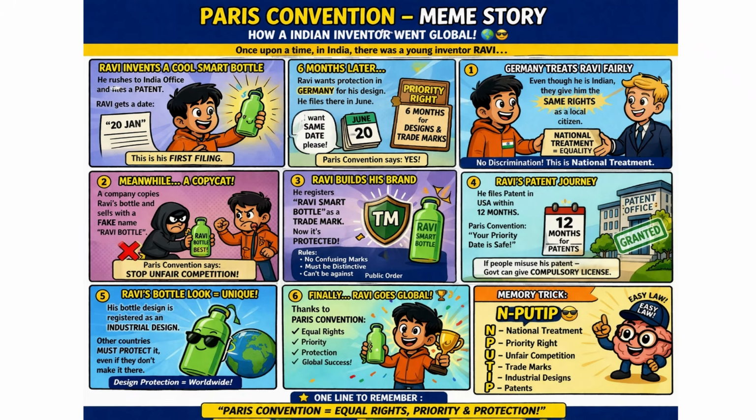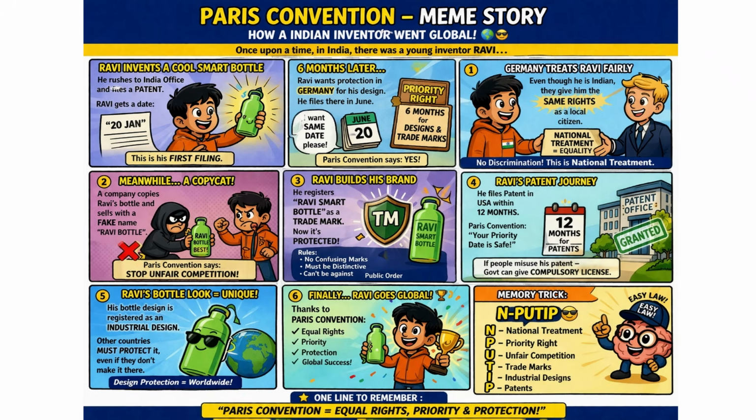Then Ravi files a patent in the USA within 12 months and his priority date is still protected. But if Ravi misuses his patent and doesn't supply properly, the government can issue a compulsory license to protect public interest. Finally, Ravi's bottle becomes global, all thanks to the Paris Convention, which gives equal rights, priority and protection.